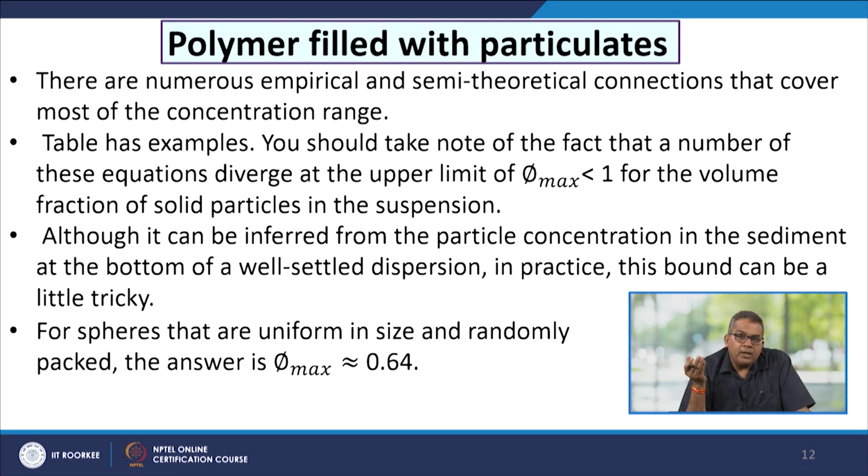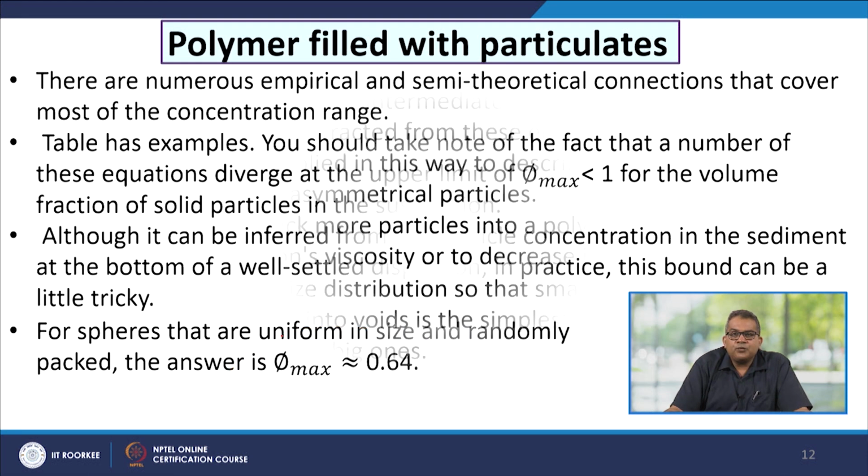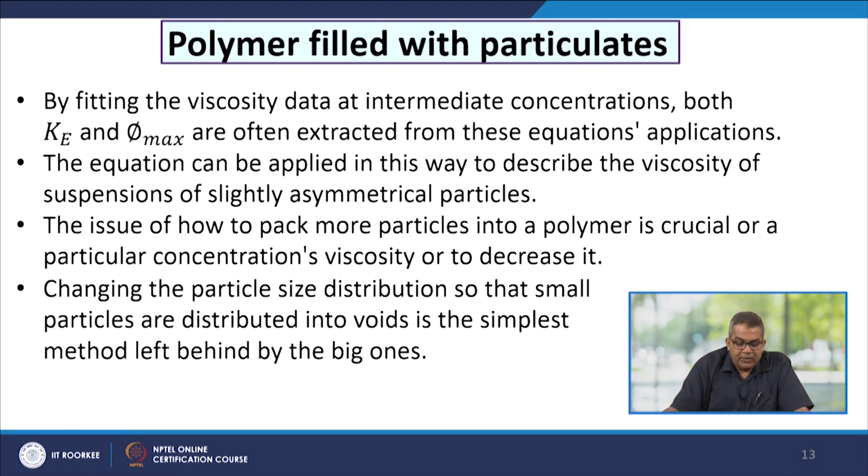Although it can be inferred from the particle concentration in the sediment at the bottom of a well-settled dispersion, in practice this bound can be a little tricky. For spheres that are uniform in size and randomly packed, phi maximum is almost equal to 0.64. By fitting the viscosity data at intermediate concentration, both k_e and phi max are often extracted from these equations. The equation can be applied in this way to describe the viscosity of suspensions of slightly asymmetrical particles.